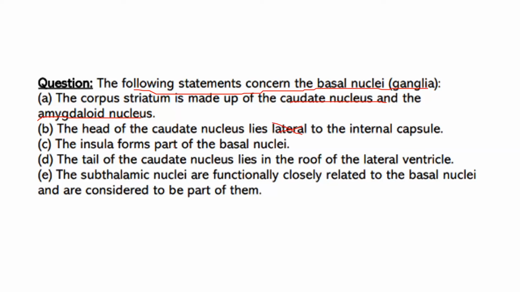C, the insula is not a part of the basal nuclei. If you open the gap between the parietal and temporal lobe, that's where you'll find the insula. D, the tail of the caudate nucleus lies in the roof of the lateral ventricle. This is correct.